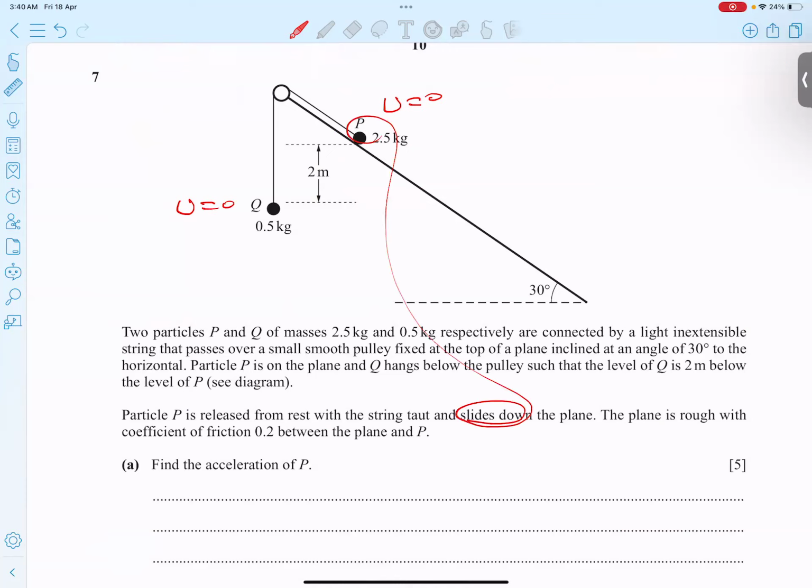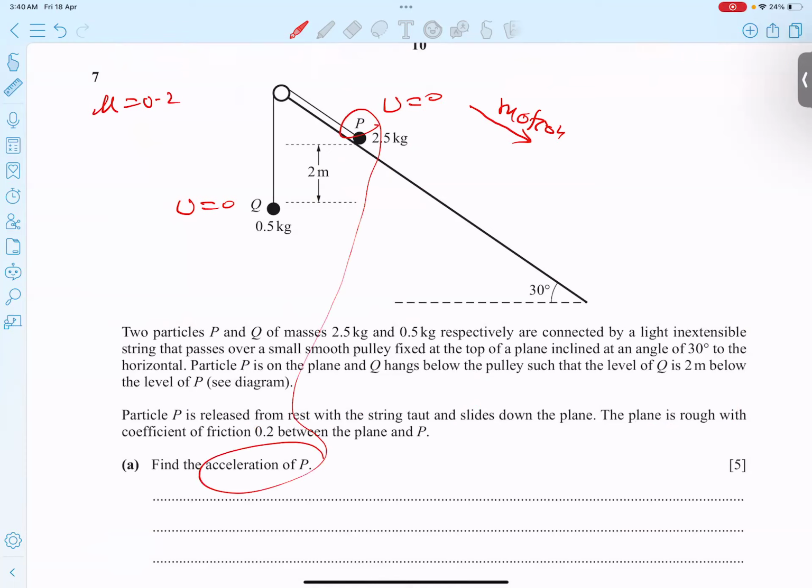So P slides down, so it means it will move this way. And the plane for P is rough, and mu given by him is 0.2. And we need to find the acceleration of the P particle. How can we do it, students?